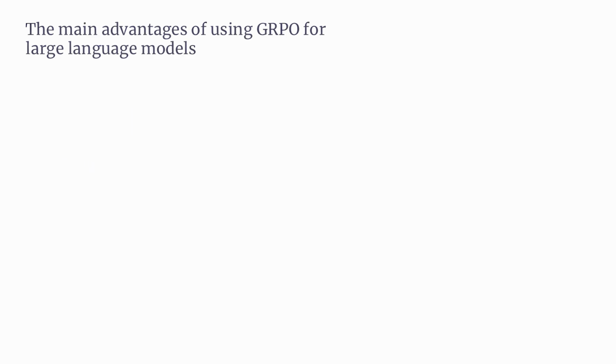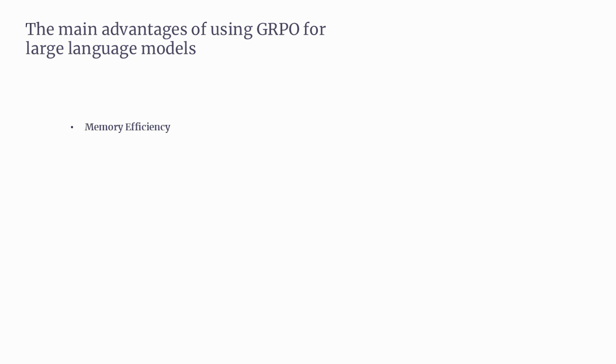Now let's go over the main advantages of using Group Relative Policy Optimization, GRPO, for large language models, particularly for tasks that require complex reasoning, such as mathematics and coding. The first, memory efficiency. Reduced memory usage.